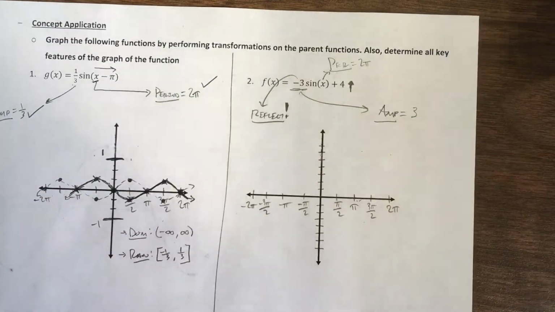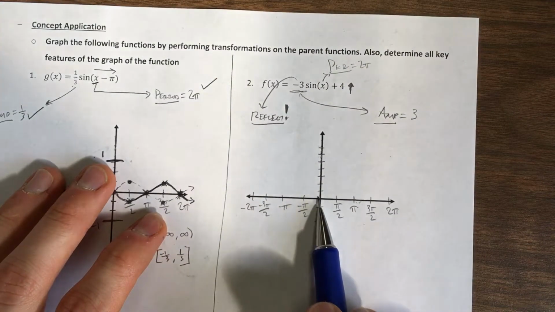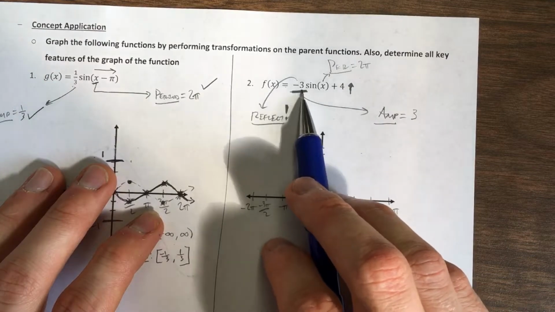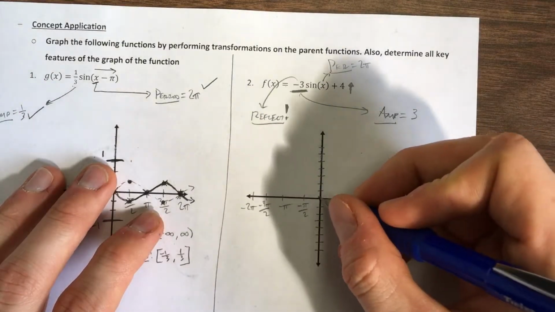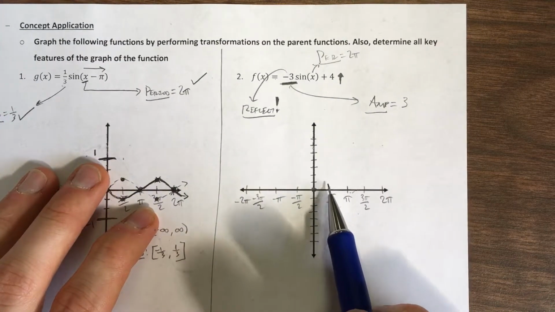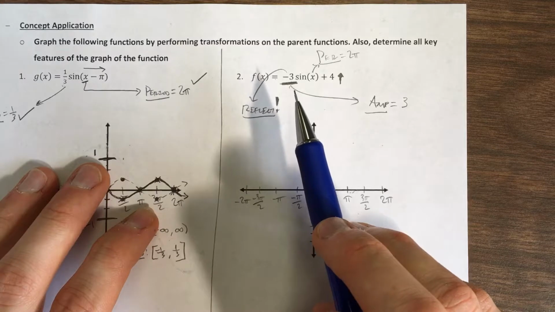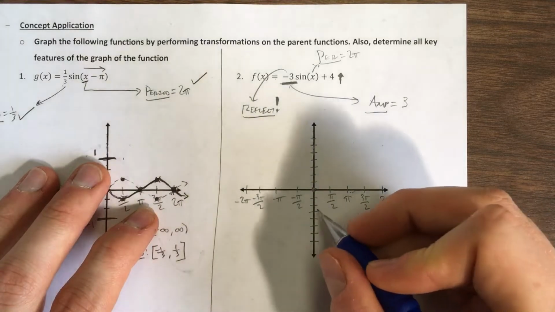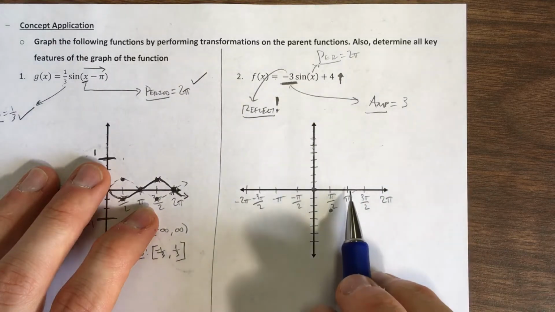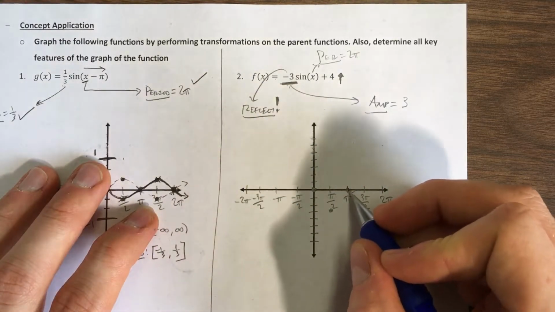And now I recommend doing the exact same trick. Usually sine is here at 0, 0. 0 times -3, because that's what we're multiplying our parent function by, is still 0. Then sine usually goes up to 1, but we're going to take 1 and multiply by -3. 1 times -3 would give us -3. 0 times -3 would give us 0.